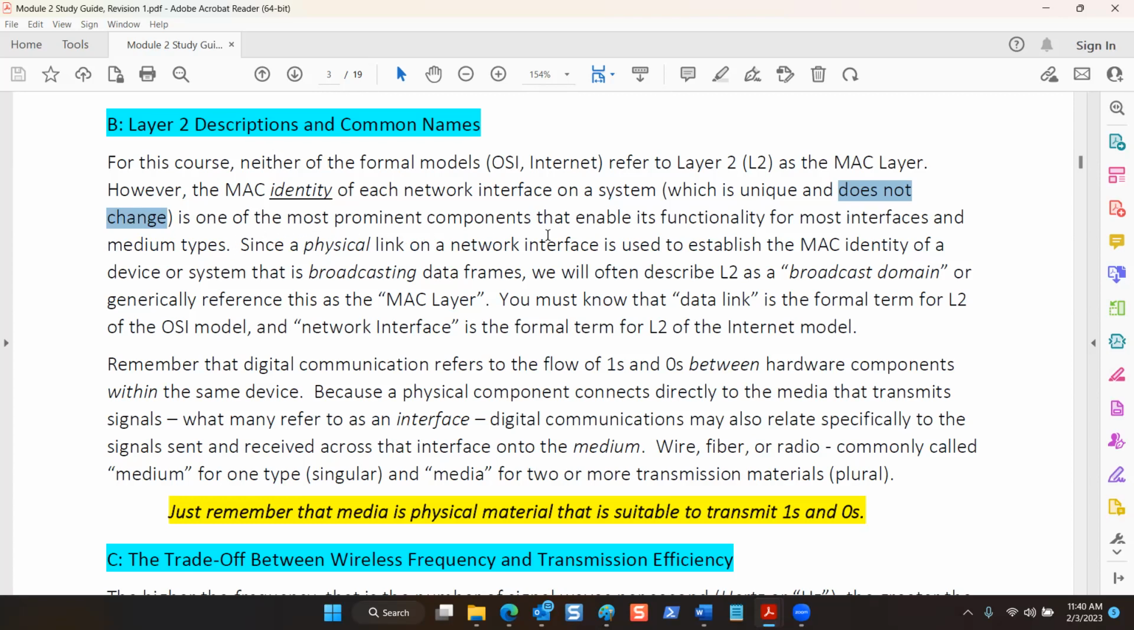Okay, so one of the most prominent components that enables its functionality for most interfaces, since a physical link on the network interface is used to establish the MAC identity, it's broadcasting data frames. We often refer to layer 2 as the broadcast domain. Now this is review from last module, but we're doing it again, and we're going to keep doing stuff like this where we take a deeper dive, and we want you to get exposed in layers, because networking has layers. It's like an ogre, and we don't want the ogre to scare you so you run off screaming from the room before the course is over.